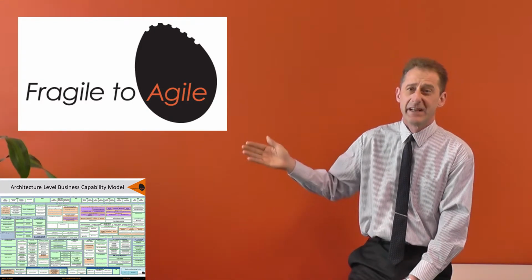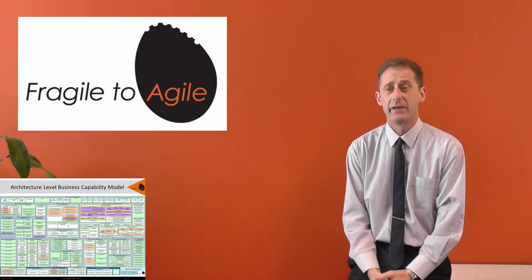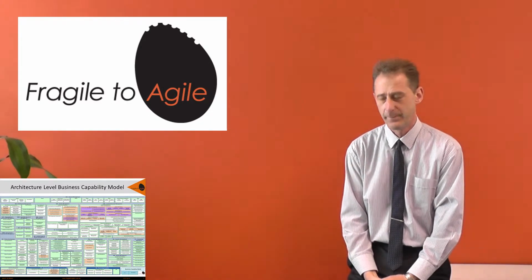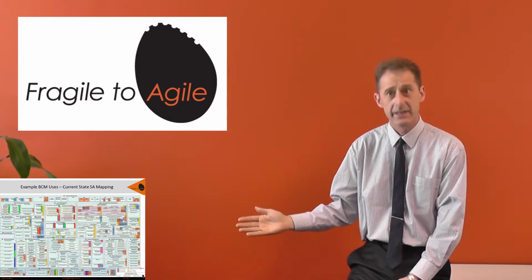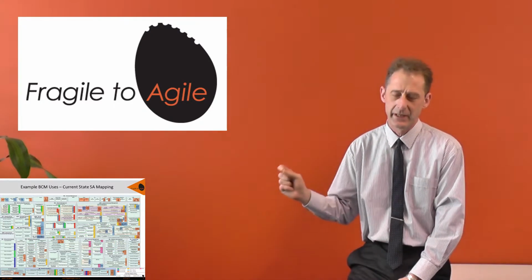But other than that, effectively, it is just decomposing the model down 2 more levels to level 3 or 4. So why is that so important? Well, first, it supports current state overlays at the level of detail required.